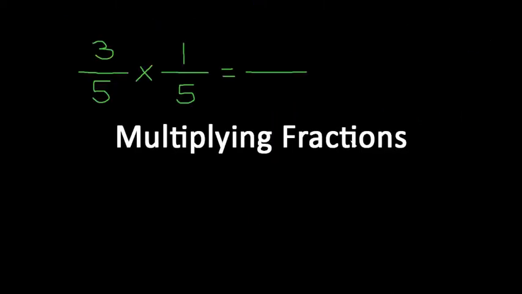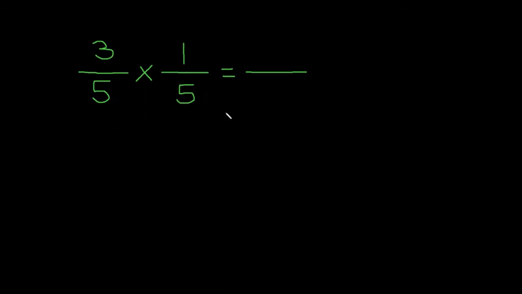The good news with multiplication is you don't need common denominators. In this case, we have them, and that's fine. All you do with multiplication is simply multiply straight across. So 3 times 1 is 3. 5 times 5 is 25. And that's it.